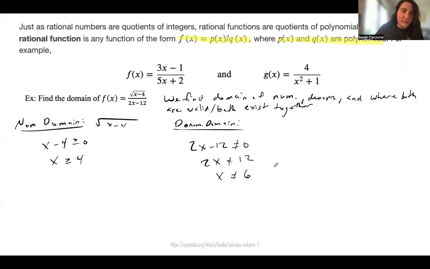And so what I typically do is I'll draw 2 number lines, one for the numerator and one for the denominator.